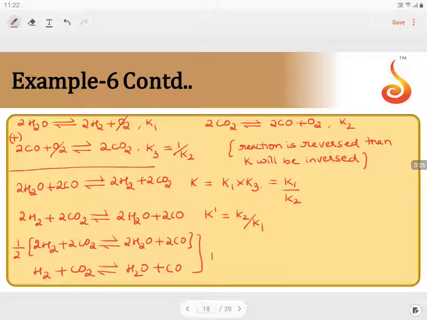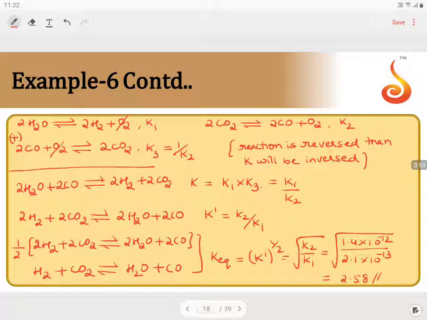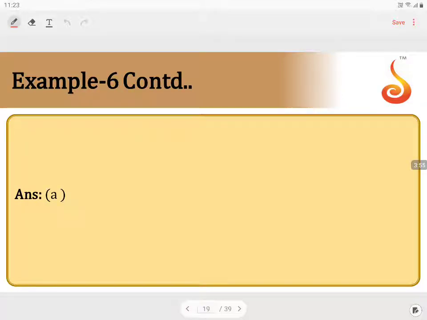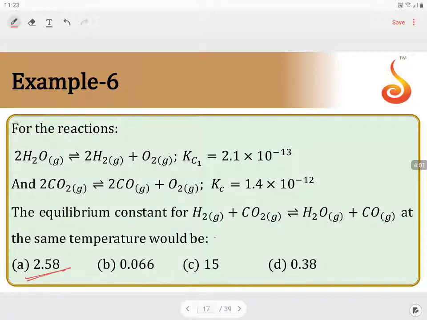Now the resultant K equilibrium will be equal to K dash whole power 1 by 2, which is the square root of K2 by K1, which is the square root of 1.4 into 10 power minus 12 by 2.1 into 10 power minus 13, which comes to be 2.58. So the answer for this particular one will be option A, 2.58. So the answer for this question is 2.58.